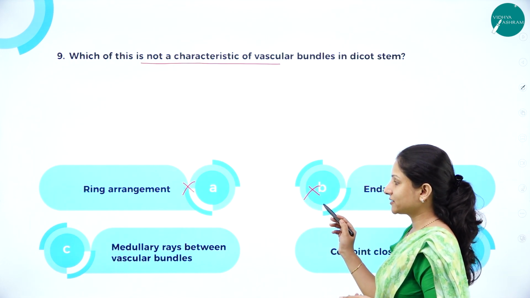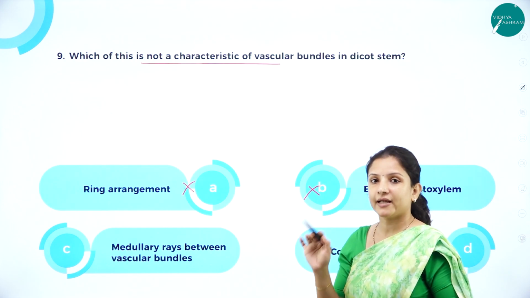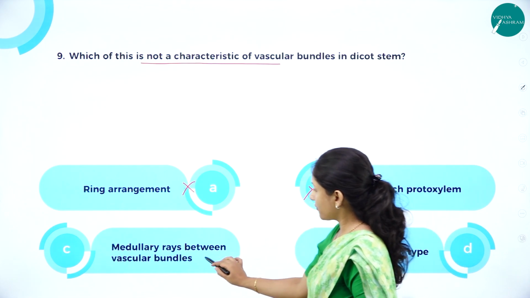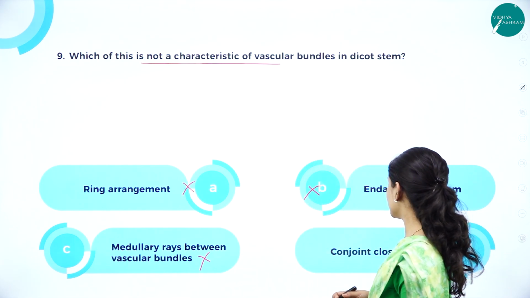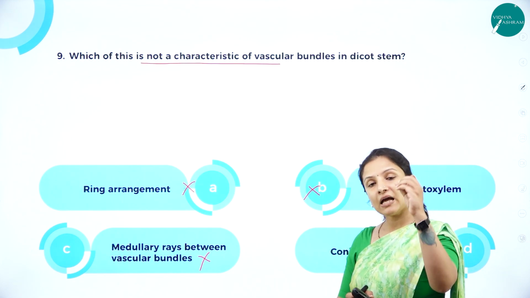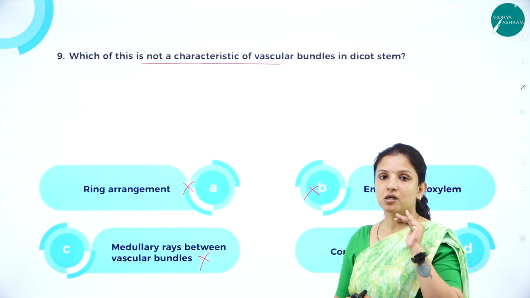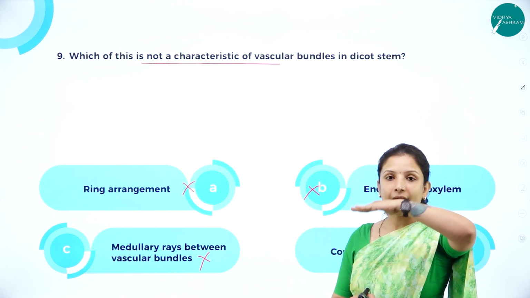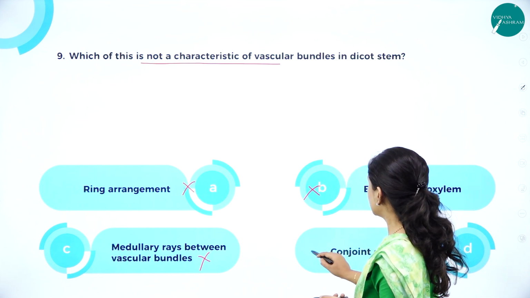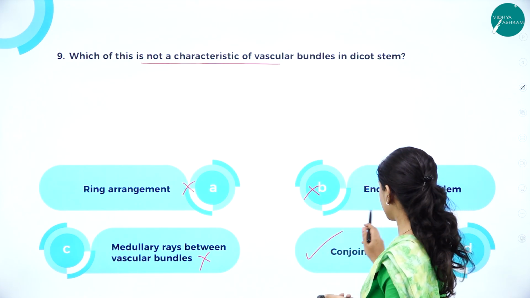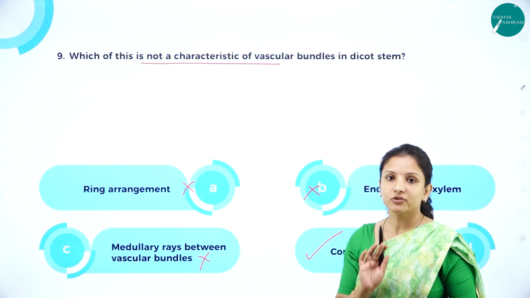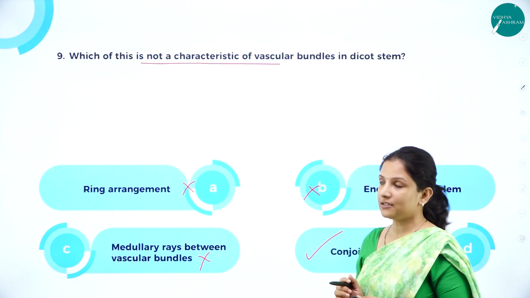Medullary rays between vascular bundles. Yes, they have medullary rays which are parenchymatous and distributed between their vascular bundles. So, this option should be eliminated. Conjoint closed type vascular bundle. No, they do not have a conjoint closed type vascular bundle. They have a conjoint open type vascular bundle wherein between the phloem and the xylem, they have a layer called the cambium. So, this statement is not correct. Conjoint closed type vascular bundle is wrong regarding the vascular bundles of dicot stem. So, option D is the right answer here.